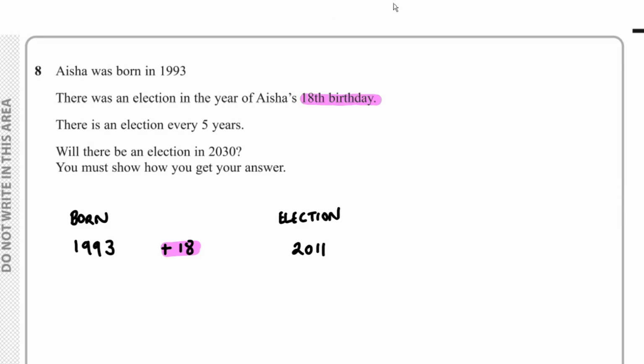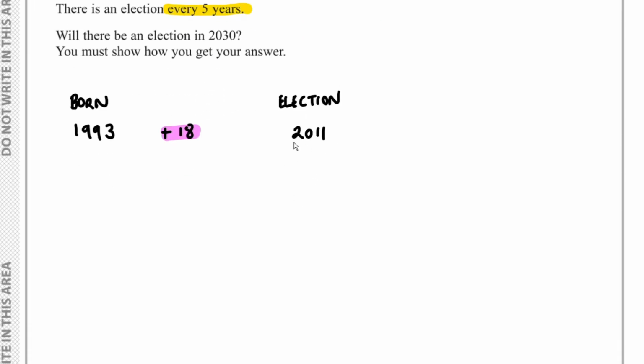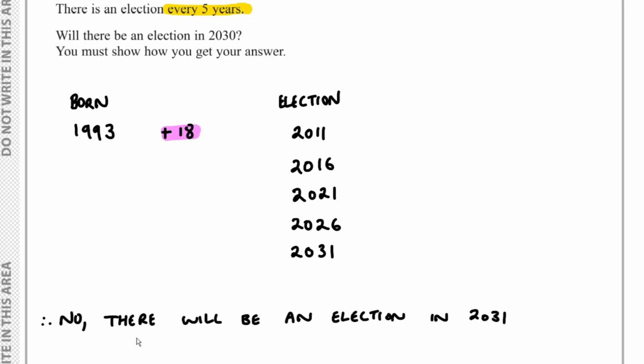And we know that there is an election every 5 years. So the next election was in 2016. After that, the next election, 2021. After that, the next election, 2026. After that, the next election, 2031. So will there be an election in 2030? There will be an election in 2031.